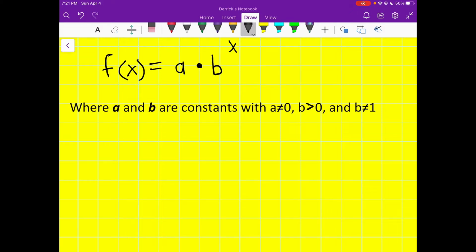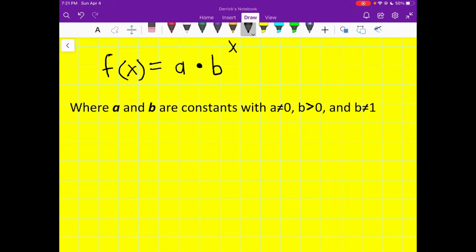There are a few constraints to exponential functions, a few rules for them. We see them written here. A is not allowed to be 0. That makes sense because a is being multiplied to the rest of the problem, and if a is 0, well, we know 0 times anything is just 0, so that would be a pointless graph. It'd just be a flat line, wouldn't be exponential at all.